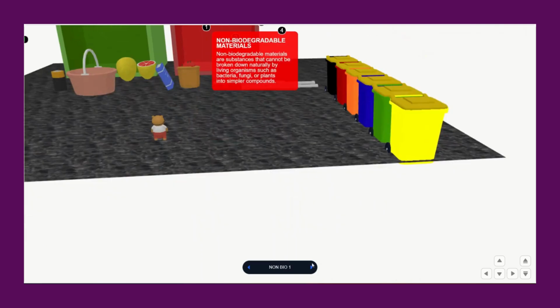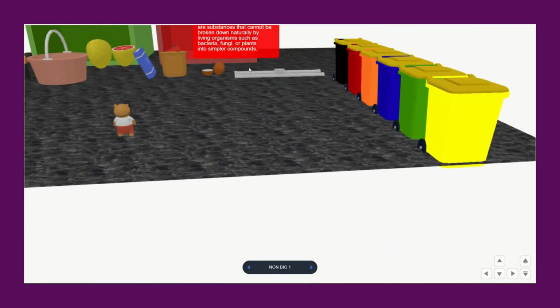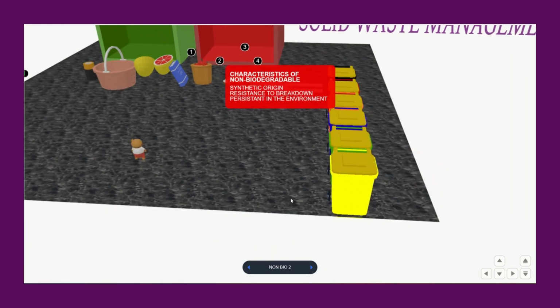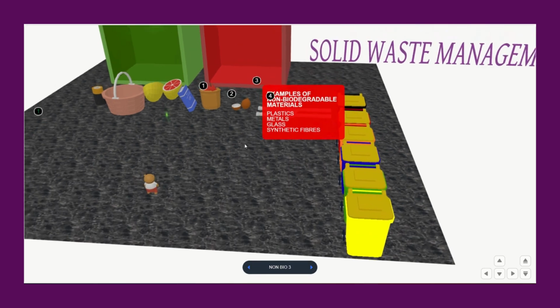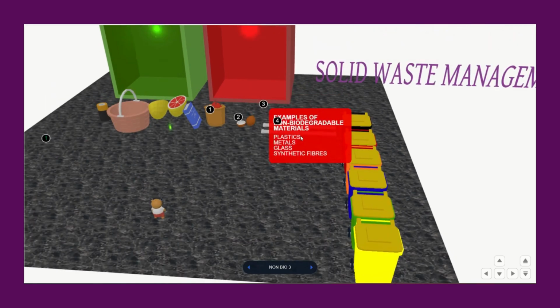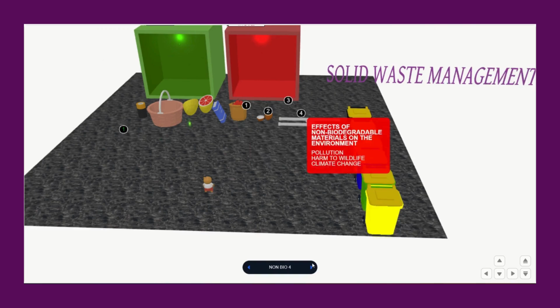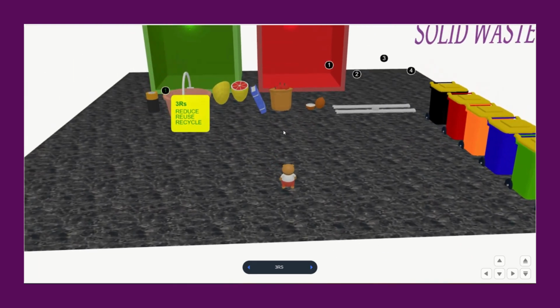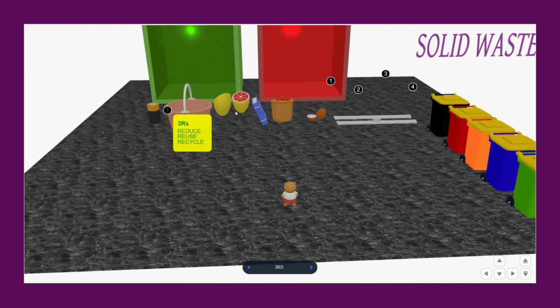soil health. Coming to non-biodegradable materials, they are the substances that cannot be broken down naturally by living organisms such as bacteria, fungi, or plants into simpler compounds. They are of synthetic origin, resistant to breakdown, and persistent in the environment. It is very difficult to dispose of non-biodegradable materials such as plastics, metals, glass, and synthetic fibers. Effects: obviously pollution, harm to wildlife, and climate change. So in order to overcome all these things, we all know the 3 R's: reduce, reuse, and recycle.